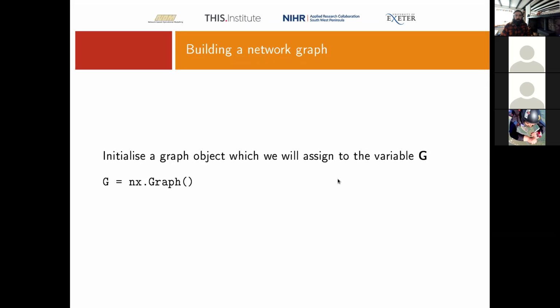So then our next line is that we're going to assign to the variable G our graph object. So this is basically initializing an empty graph. And that's just G equals nx.Graph with a capital G.